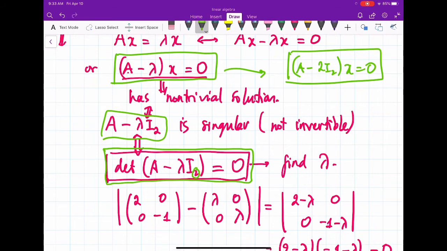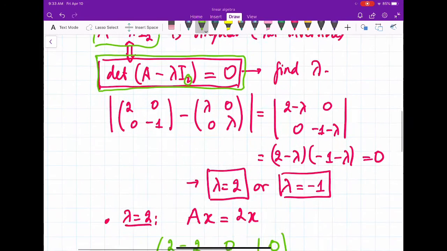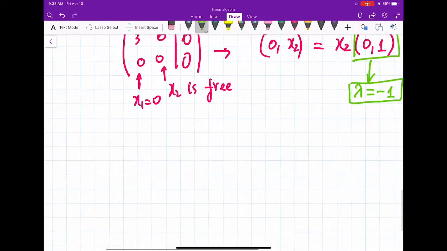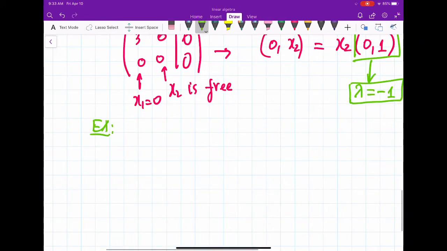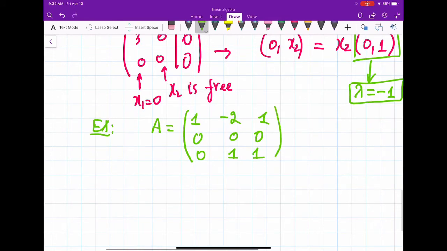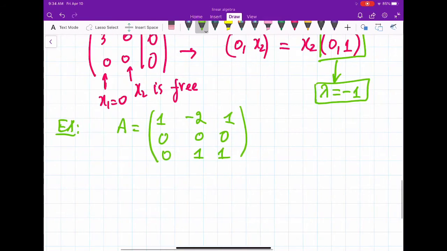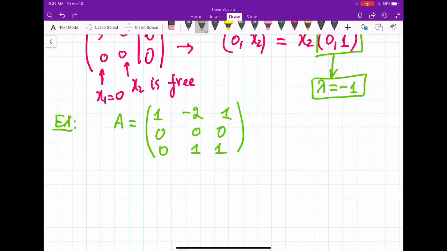And because of this, the system has a non-trivial solution. Make sense? All right, let's move to the next example with a 3 by 3 matrix. Suppose now I have some matrix A equal to 1, negative 2, 1, 0, 0, 0, 0, 1, 1, okay? And they ask us to find eigenvalues and eigenvectors.